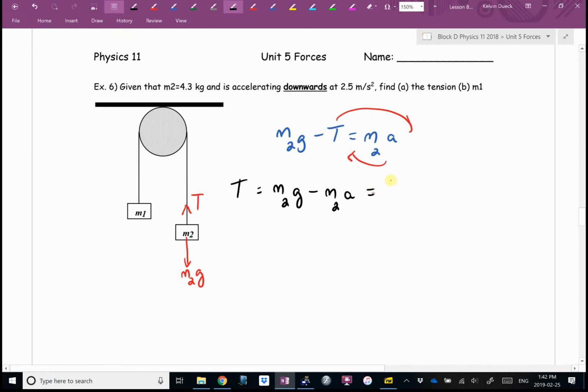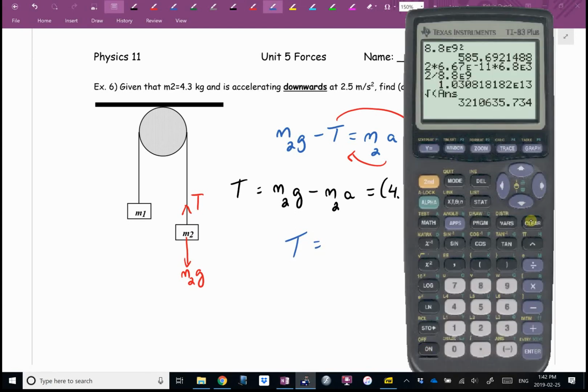How big was M2, Rowan? They told me somewhere up there. G, 9.8, minus 4.3. And they told me the acceleration. They said it was 2.5. I just looked for the meters per second squared and found the number right next to it because I just looked for units. Okay. Let's go to our calculators, folks. How big is the tension in this question?